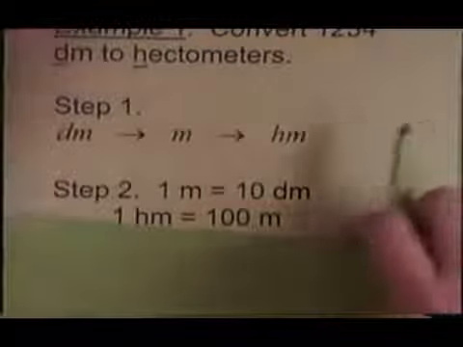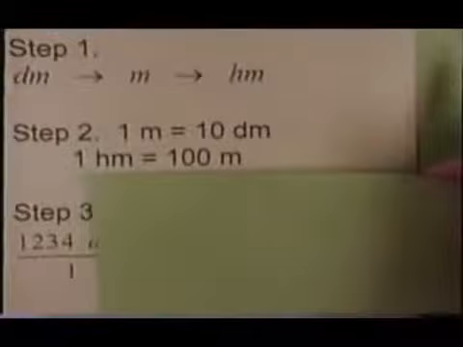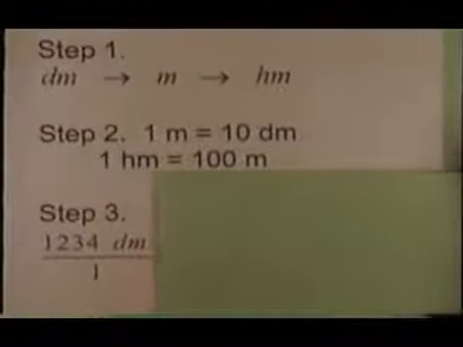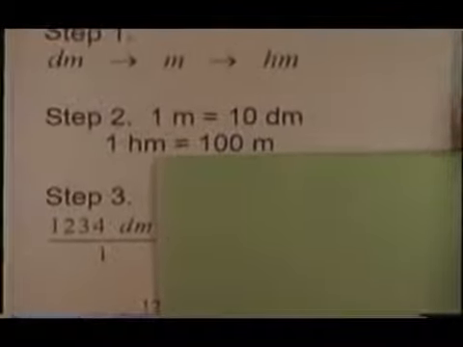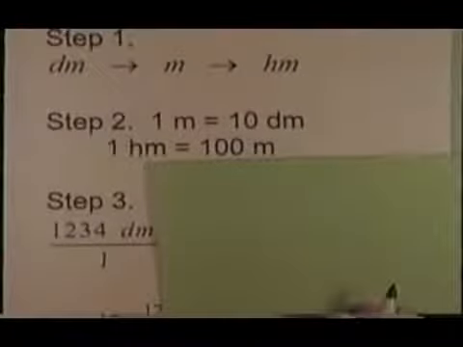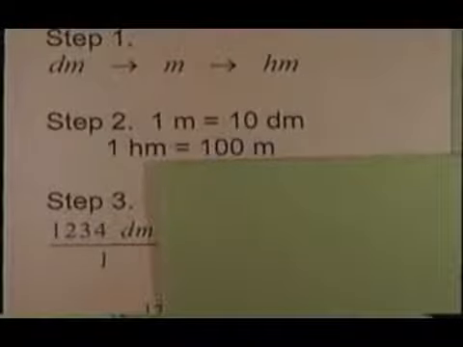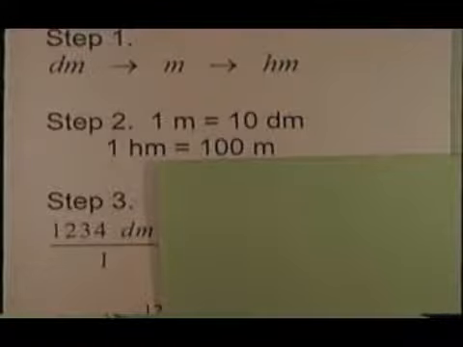Now here's the tricky part. We have to form a chain so that we can eliminate the given unit and obtain the desired unit.